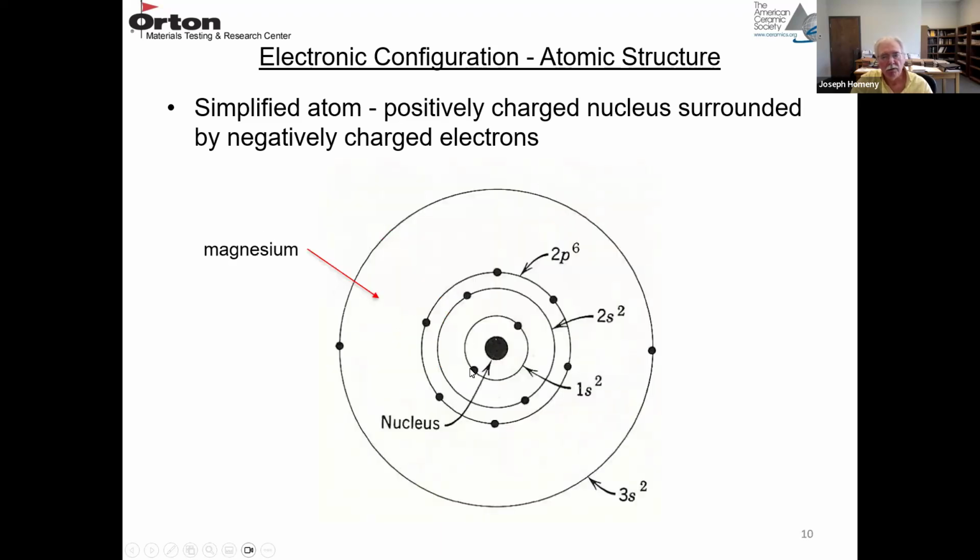So this is what magnesium would look like in this simple representation. The nucleus is in the center. We have your first quantum level 1 with 2 s electrons. The second quantum level 2 has 2 s electrons, 6 p electrons, and then this third quantum level has 2 s electrons, and those are the ones that provide bonding during reactions.